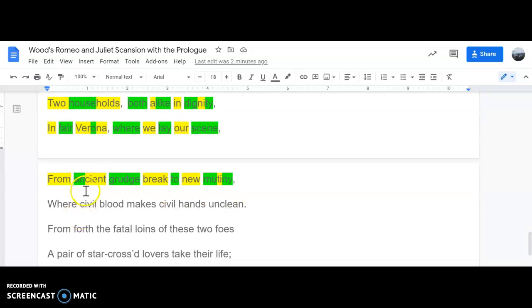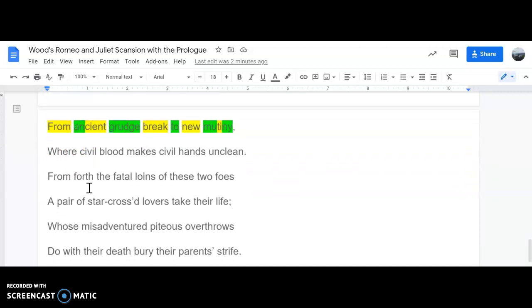So, where civil blood makes civil hands unclean. Okay. Also, before I even continue with line 4, let's go back and make sure you guys are cool with this separation of the word ancient. Some of you might have a little bit of a hard time separating the syllables because you're going to want to put this C with the first syllable of the word, but you can't have the shouldn't sound without the CIE, okay? So the ain't is going to be the first syllable and the shouldn't is going to be the second. So the C will go with the second one instead of the first. Sometimes that gets a little mixed up, so I wanted to point that out.